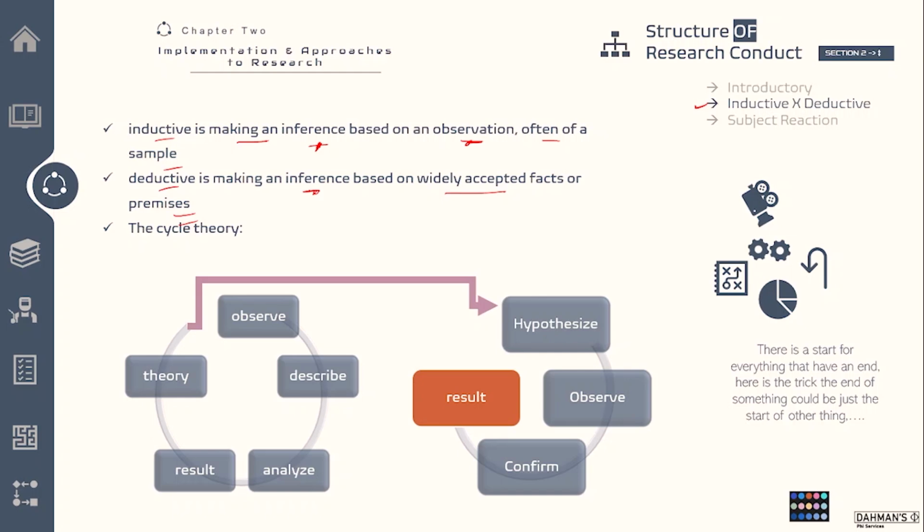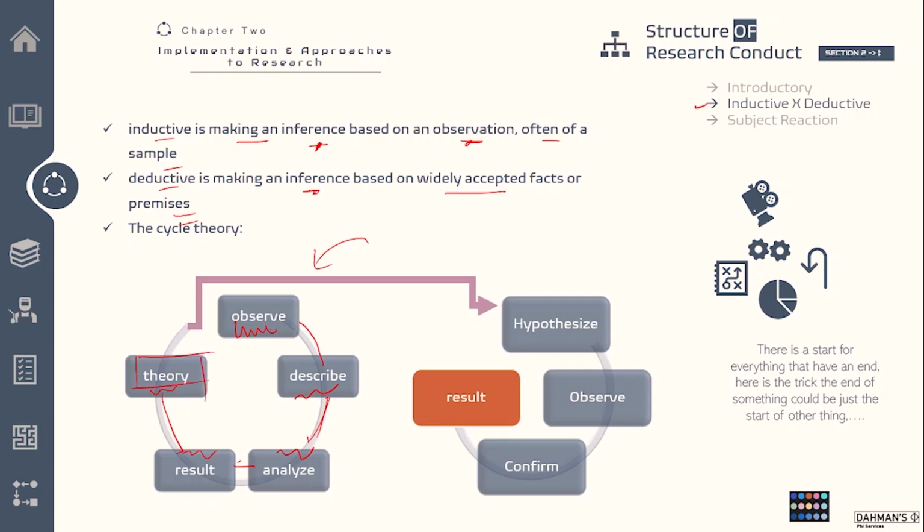If you look at the left-hand side of this graph, I start to observe something, whatever it is. And then I start to describe it. Then I start steps of analysis. And then I will reach some kind of results. And based on that, I will theorize what I have observed. Now I have what is known as a theory.